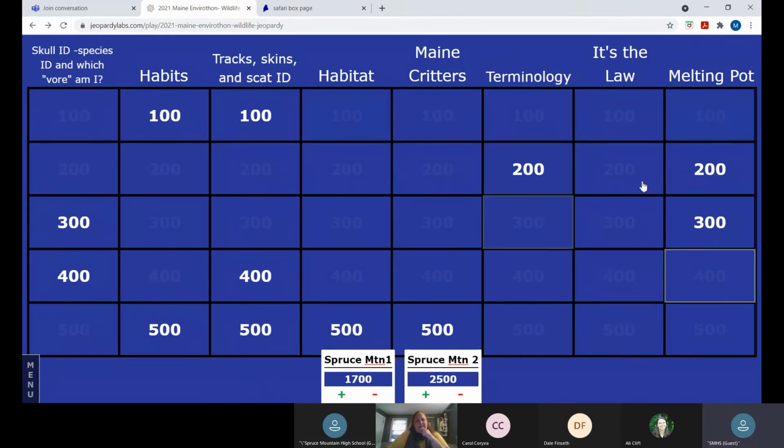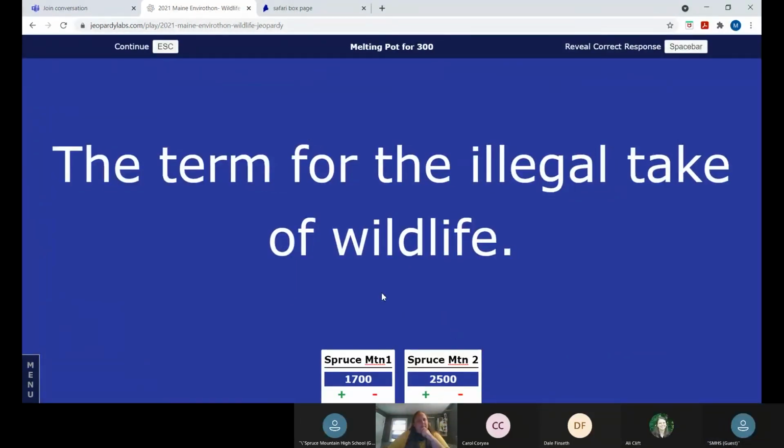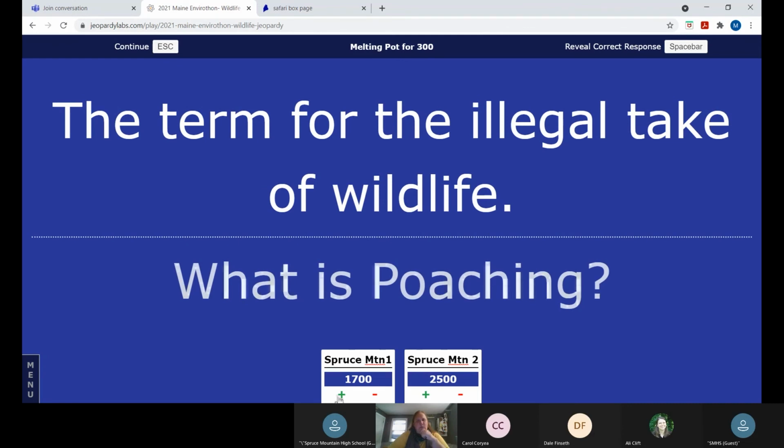Melting Pot 300. This is the term for the illegal take of wildlife. Poaching. What is poaching?